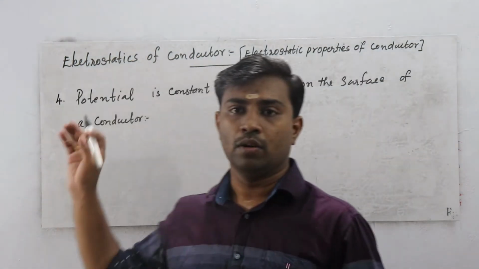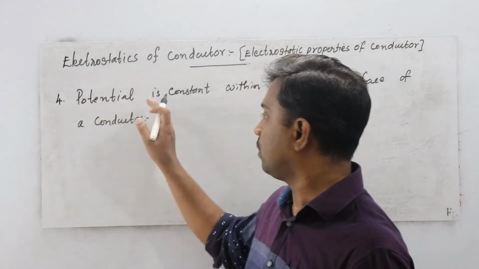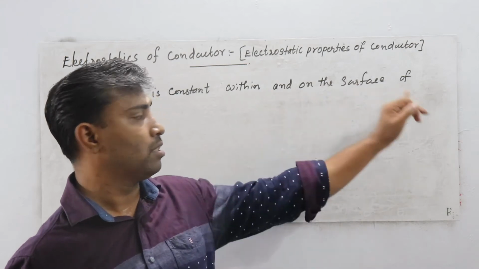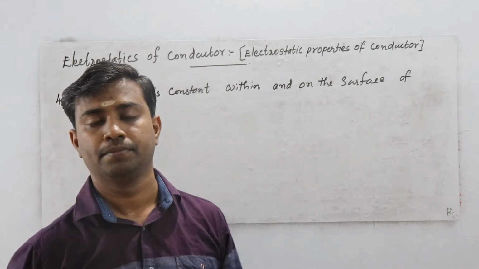And next one is the fourth property. The potential is constant within and on the surface of a conductor.